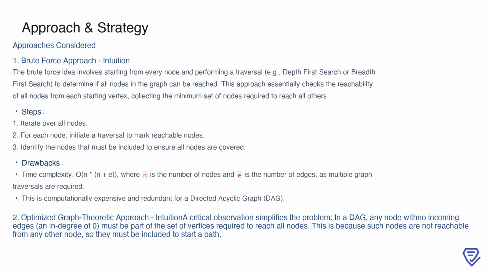However, this method has significant drawbacks. Since we are performing a traversal for each node, the time complexity becomes n times (n plus e), where n is the number of nodes and e is the number of edges. This makes the approach computationally expensive and inefficient, especially for large graphs. Moreover, in the special case of a DAG, this redundancy becomes even more apparent, as the structure of the graph allows for a more targeted solution. Recognizing these limitations leads us to explore a more optimized approach based on graph theory.